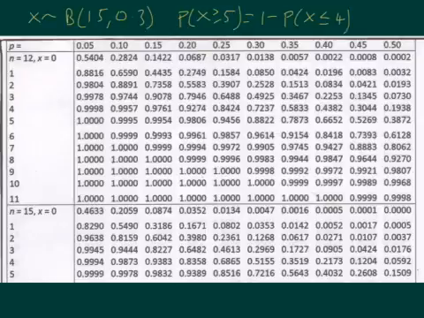So we've got 0.3 here, we've got 4 here, so we've got 0.5155. So by reading across from 4 down from 0.3, we get 1 minus 0.5155, which is 0.4845. And that's obviously only correct to 4 decimal places.